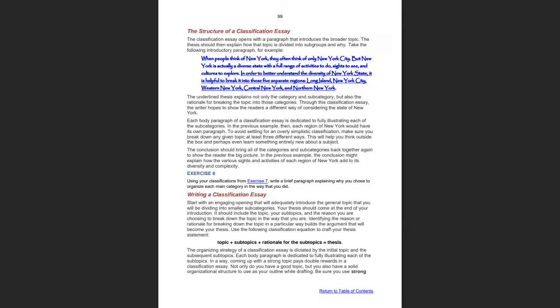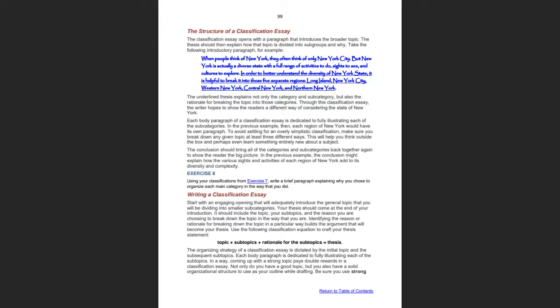Okay, writing a classification essay. Start with an engaging opening that will adequately introduce the general topic that you will be dividing into smaller subcategories. Your thesis should come at the end of your introduction, naturally, hook, line, and sinker. It should include the topic, your subtopics, and the reason you are choosing to break down the topic in the way that you are. Identifying the reason or rationale for breaking down a topic in a particular way builds the argument that will become your thesis.